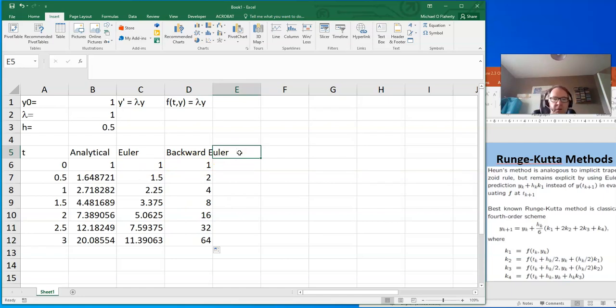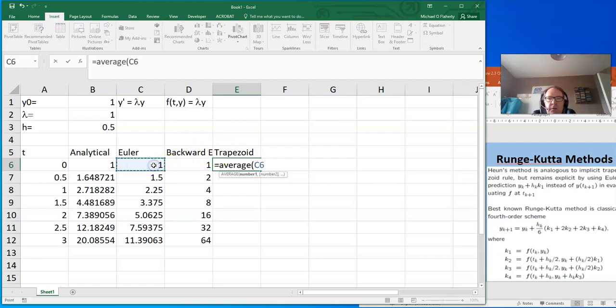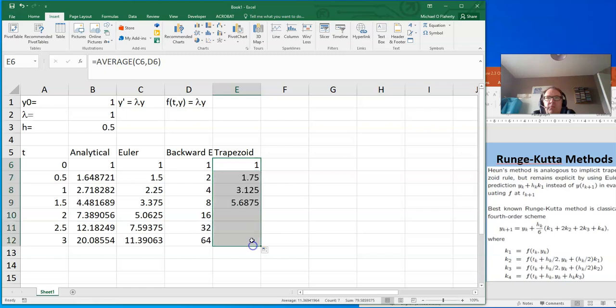Maybe there's another method called the trapezoid method, which is simply the average of the forward and backward Euler. So I'm going to put that in here. We've already calculated the forward and backward Euler, so we just put in y here, which is equal to the average of the forward and backward Euler. And fill that.